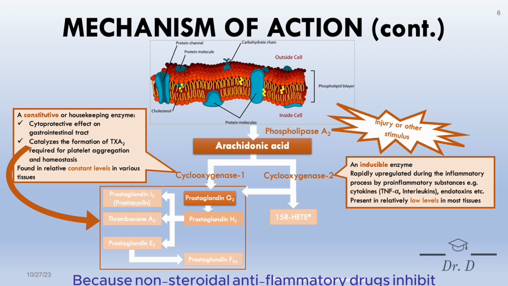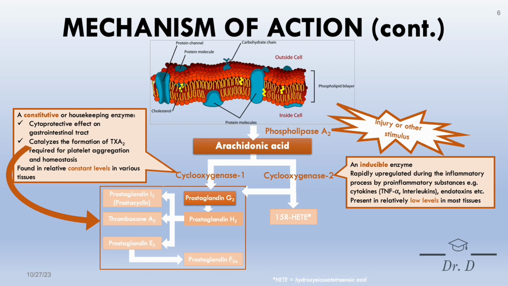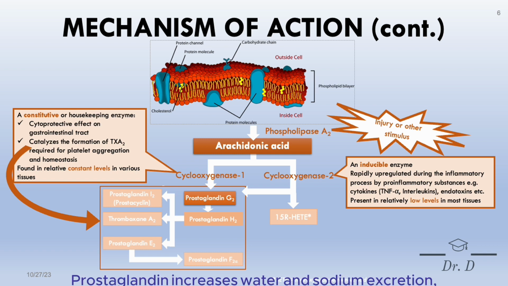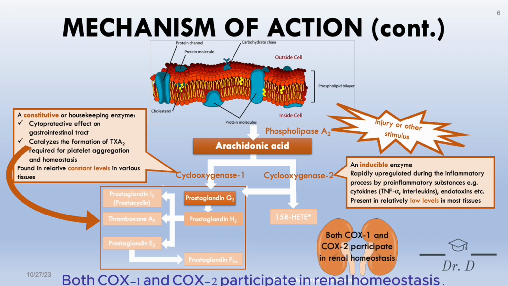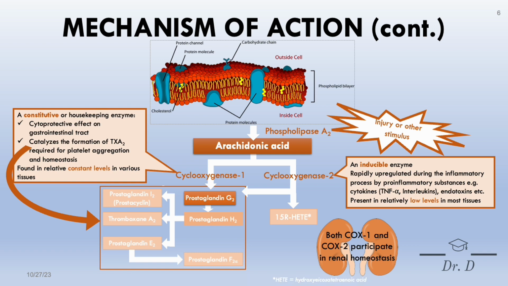Because non-steroidal anti-inflammatory drugs inhibit prostaglandin synthesis, their use can cause or exacerbate renal disorders and may counteract the antihypertensive effect of antihypertensive medications when taken concurrently. Prostaglandin increases water and sodium excretion and therefore exerts an antihypertensive effect. Both COX-1 and COX-2 participate in renal homeostasis. I will come back to this in a little while, but let us first look at the different NSAIDs available.